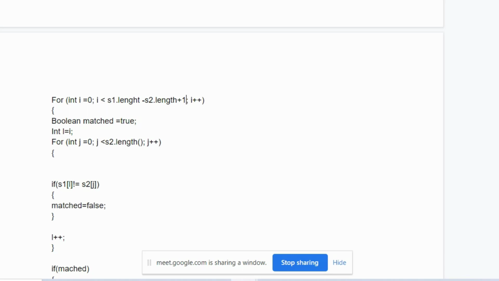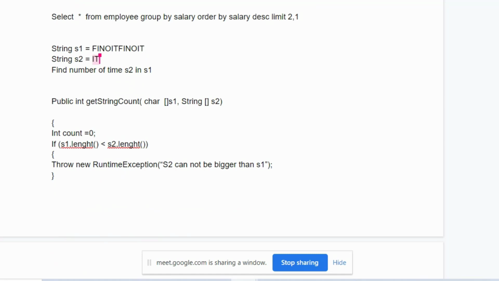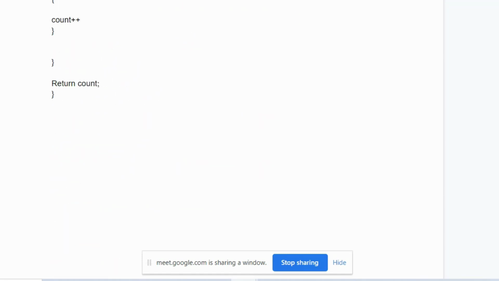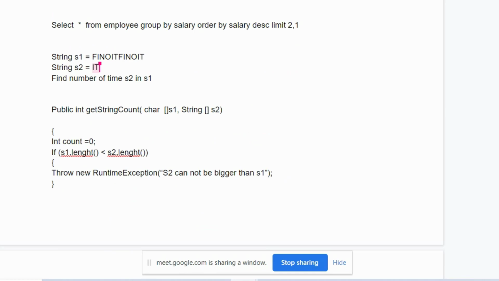Now my point is, let's take this example. This is of length 12, and this is of length 2, right? Have you typed something in the document? Just scroll up, down. Yes, S1, S2. So this is of 12, right? And this is of 2.